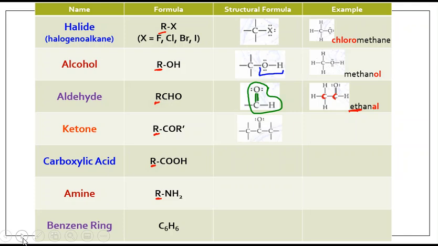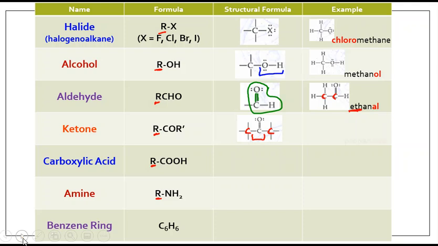Ketones. Ketones, you have to recognize, are going to be in the middle of a carbon chain. They're going to be between 2 carbons. What you're looking for here is a C double bonded to an O, but it's between 2 different carbons. Can't be on the end. It has to be somewhere in the middle.